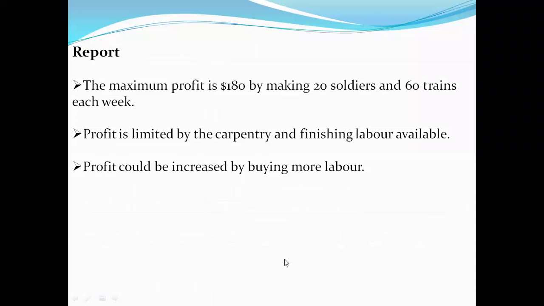So we will have a clear-cut discussion regarding it. The report here specifies that a maximum profit of $180 will be obtained by making only 20 soldiers and 60 trains each week. And next, there are the limiting factors upon both available working methodologies, that is carpentry work and finishing. So here the profit is very much limited, because by the working schedule we have limited profit only.